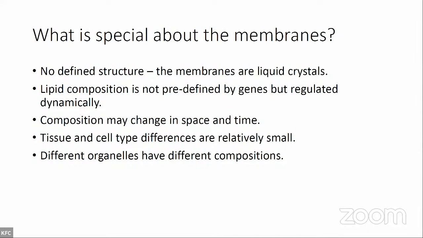So what is special about the membranes which makes them undruggable? First of all, there is no structure. If you look at the membrane, you see a liquid crystal, there is no defined structure like in proteins, and the composition is not predefined as well. For example, membrane composition is not defined by the genes, it's regulated dynamically. It changes in space and time, even in the same cell type. And in different tissues and cell types, the differences between lipid compositions are relatively small. And the different organelles inside the cell also have different compositions, which complicates the matters even more.